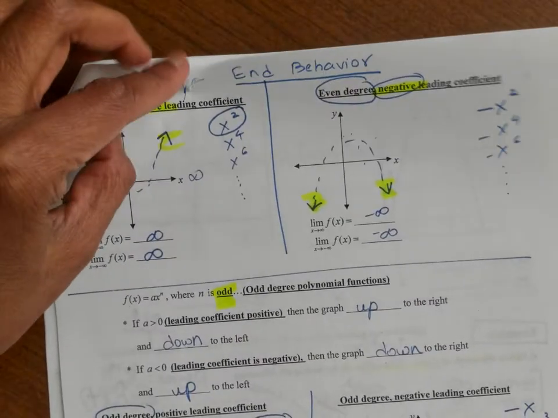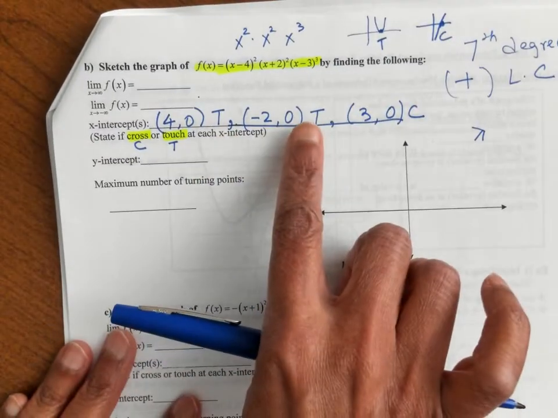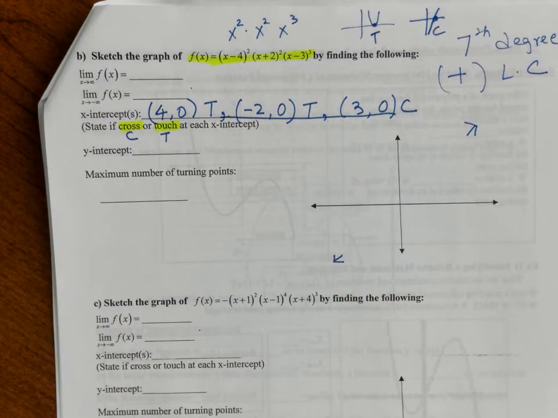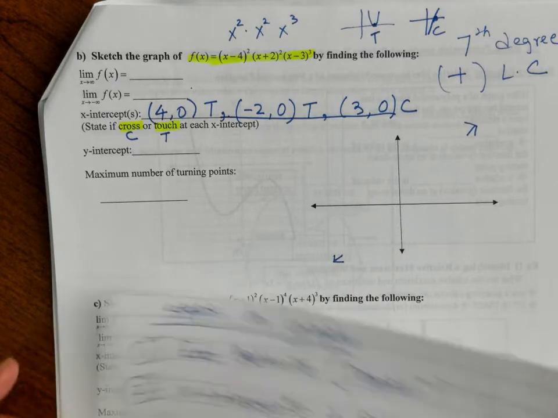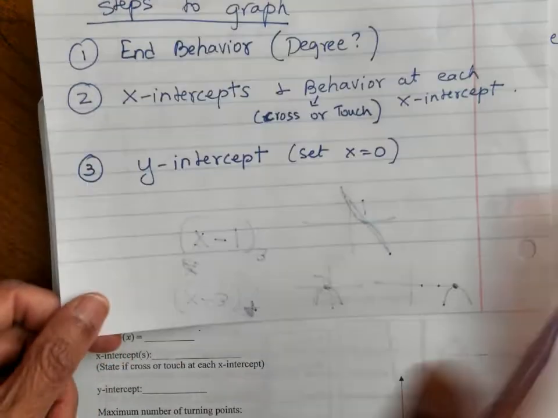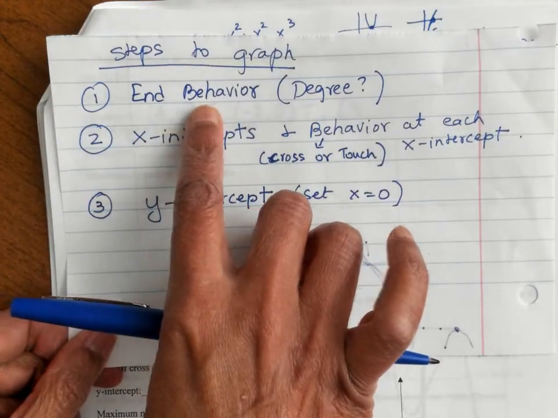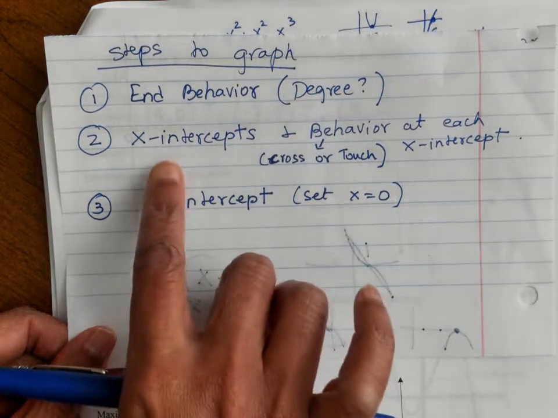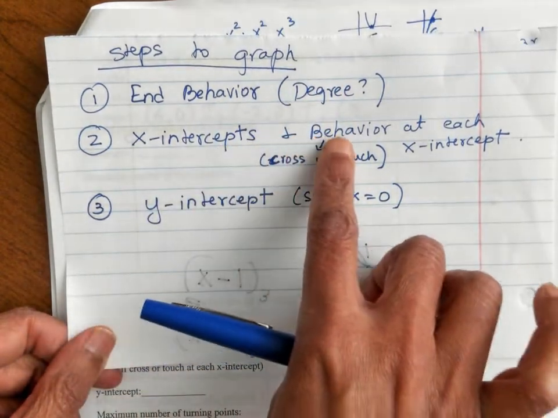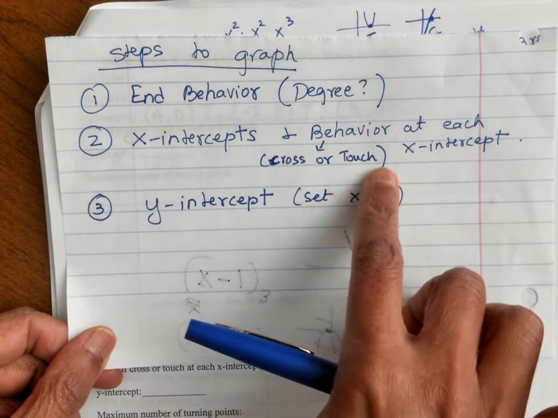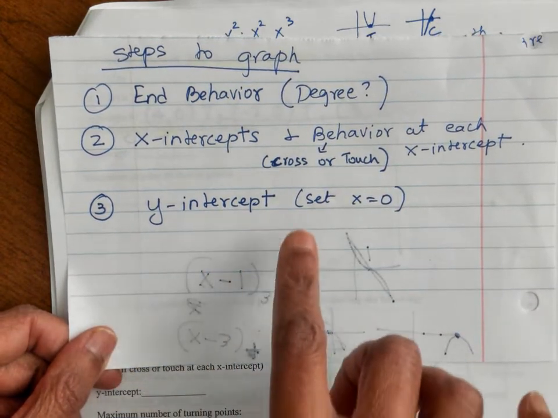All right. Going back. So did everybody understand the touch and the cross? Why each one of them is that? All right. And the last thing we do is when we wrote down our notes, we did the end behavior, which is based on the degree and the leading coefficient. We did the x-intercepts and the behavior at each x-intercept, whether it crosses or touches. The last thing I need to do is the y-intercept.